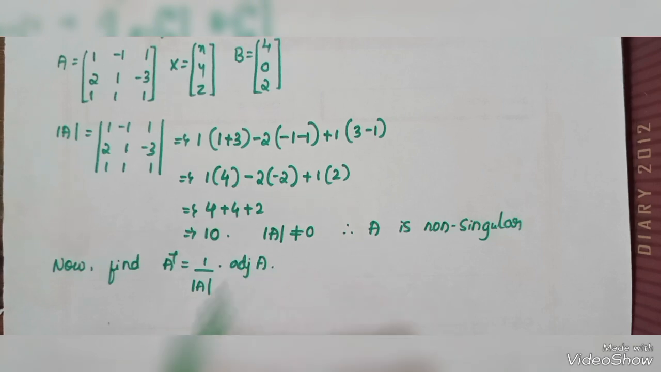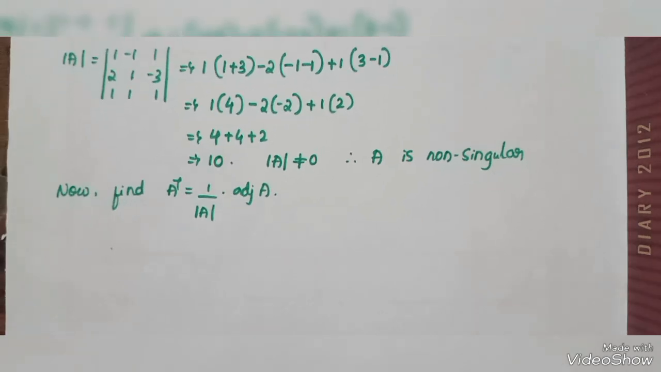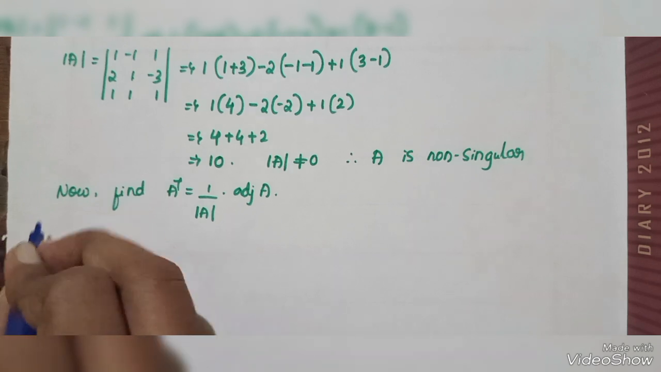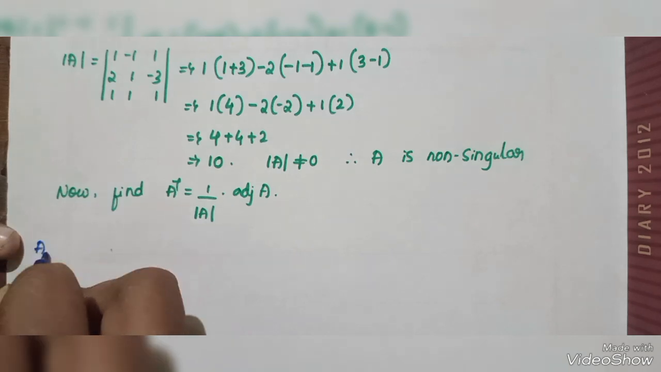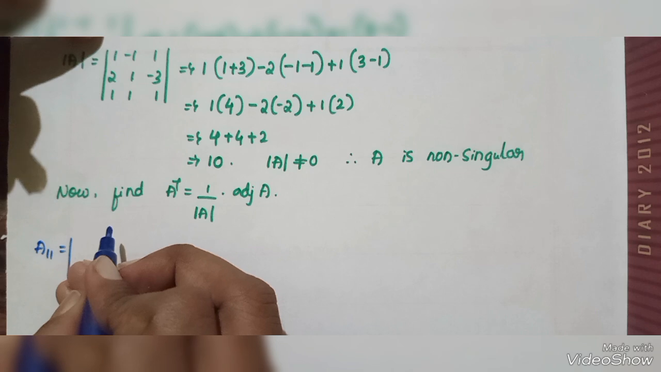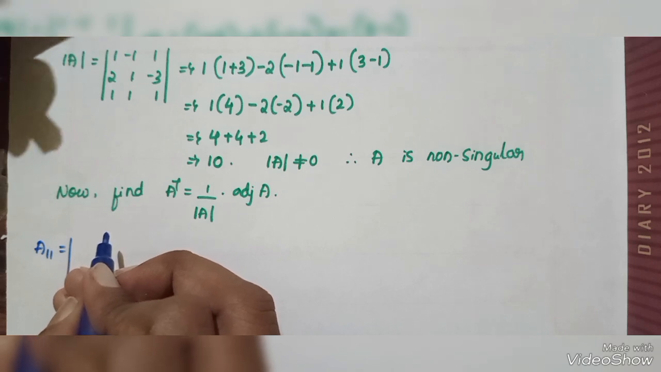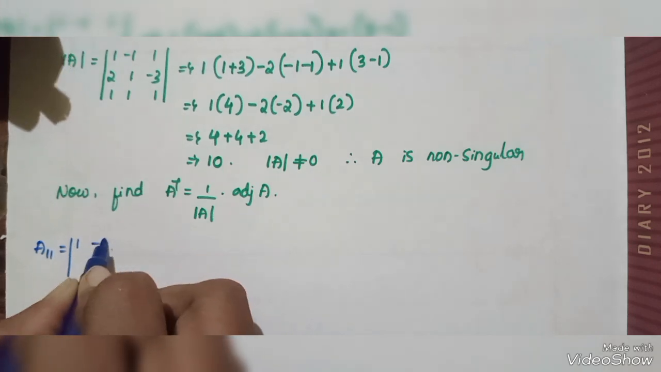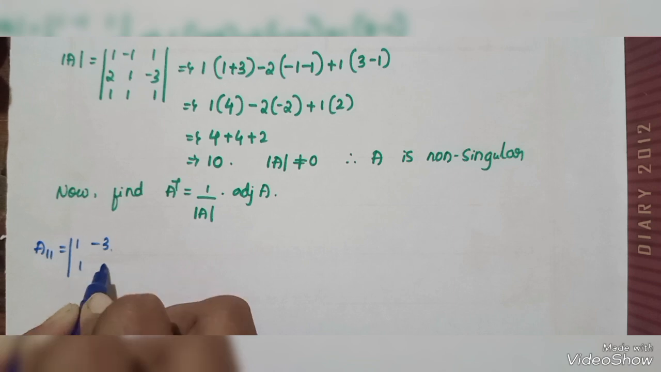Then now find A inverse using the formula 1 by determinant of A into adjoint of A. Okay, we want adjoint of A. I am directly finding the adjoint of A by using the elements of the matrix. Okay, first I have to write all the elements. First one is A11, that is neglecting first row and column. 1, minus 3, 1, 1.